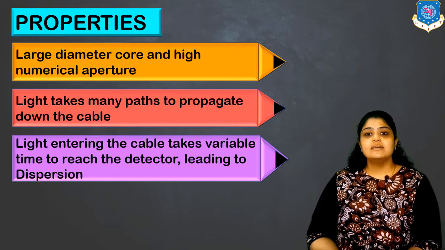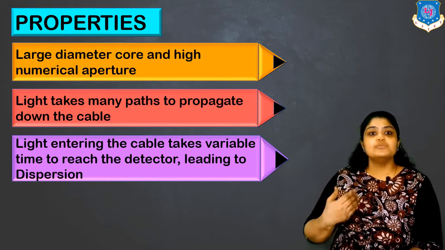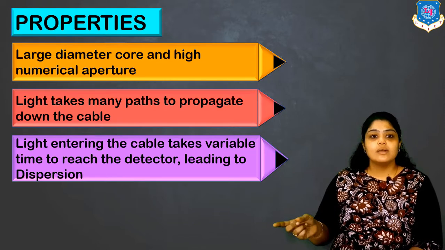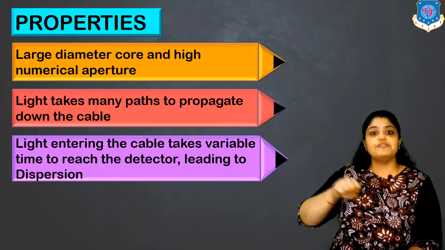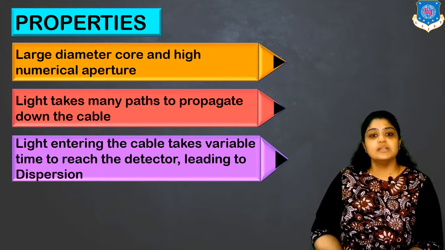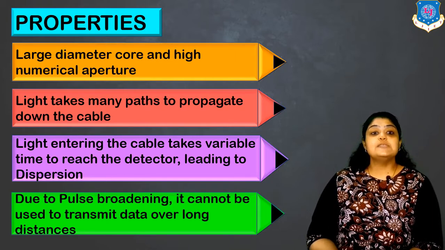Next property is light entering the cable, it will take variable time to reach at the output end. Why? Because it is taking different paths. So some portion of the data will be received first, some portion will be received later on. This actually leads to dispersion.